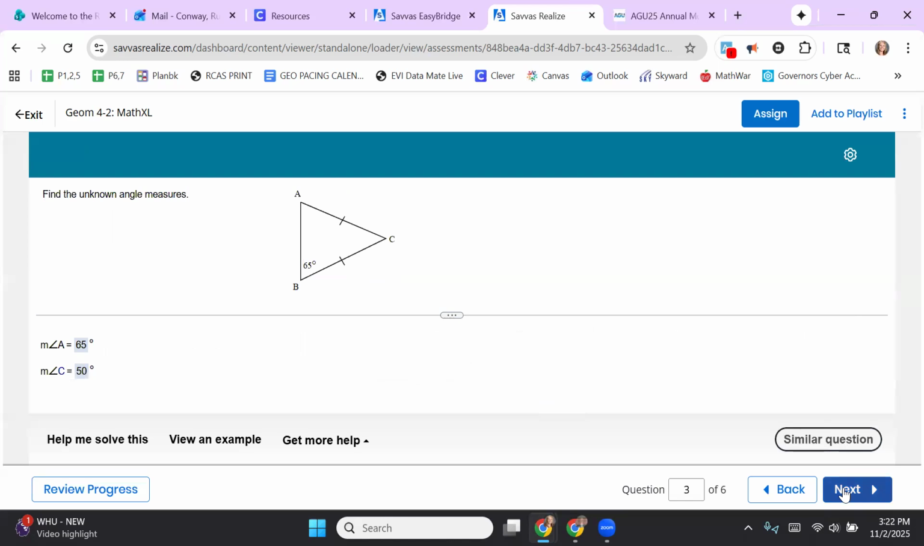Okay. For this one, we know for sure from the isosceles triangle theorem that base angles in an isosceles triangle are congruent. So you just have to realize that angle A and angle B are the base angles. So that means angle A is definitely 65. And then your numbers might be different on your paper. They do change those on MathXL. But in my case, those two are equal.